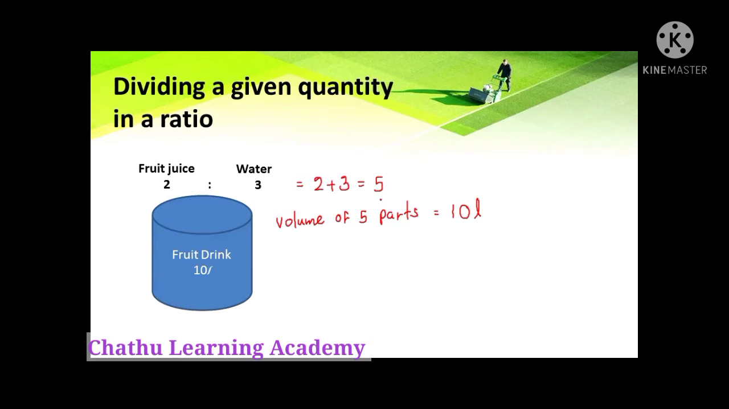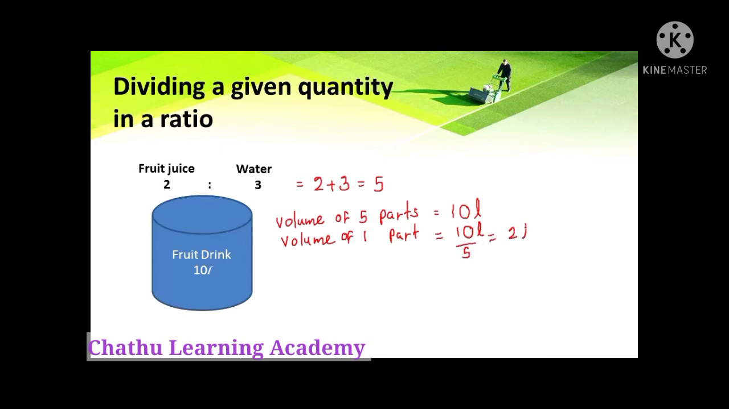ඒක ඔයාලට තේරුණාද? Here 2 parts of fruit juice and 3 parts of water. Then total number of parts is equal 5. This 5 parts dissolved in 10 liters. Then volume of 5 parts is equal 10 liter. මේ කොටස් පහම දී වෙලා තියෙන පරිමාව 10 liter. Then can you tell me volume of one part? එක කොටසකට අදාළ පරිමාව කියන්න පුළුවන්ද? What we want to do here? We want to divide this amount by 5.